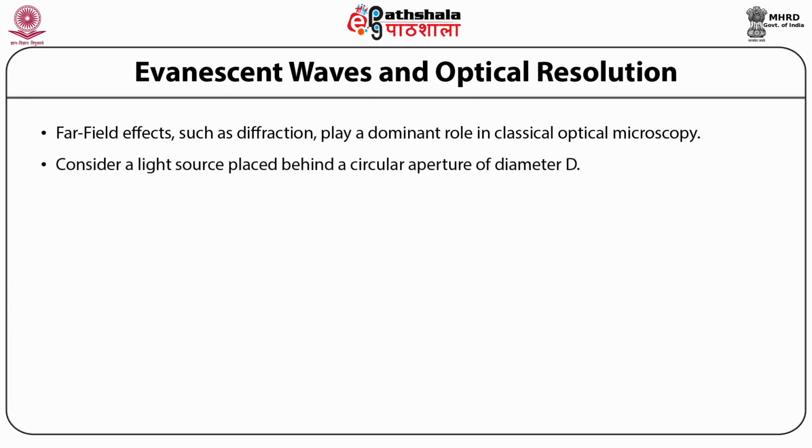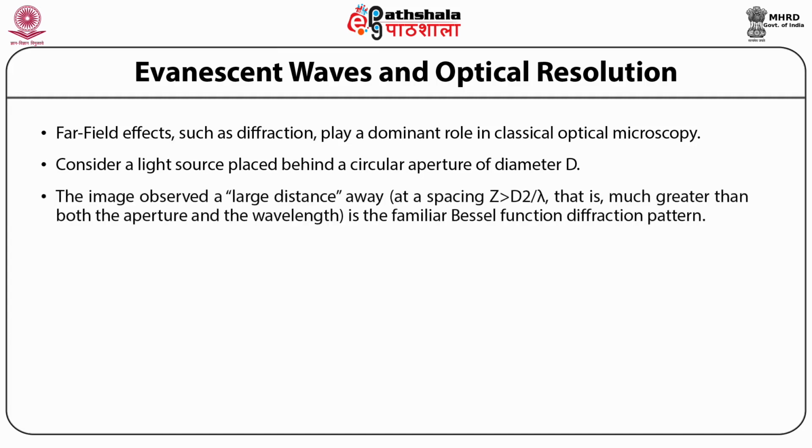Consider a light source which is placed behind a circular aperture of diameter d. The image observed at a large distance away, that is, at a spacing z greater than d²/λ, that is, much greater than both the aperture and the wavelength, is the familiar Bessel function diffraction pattern.